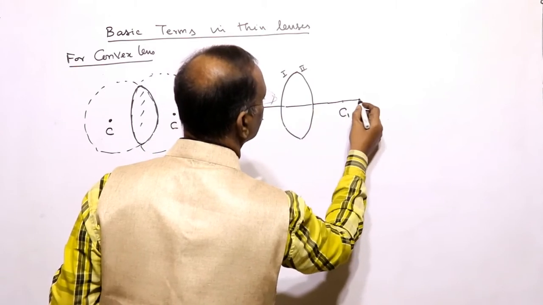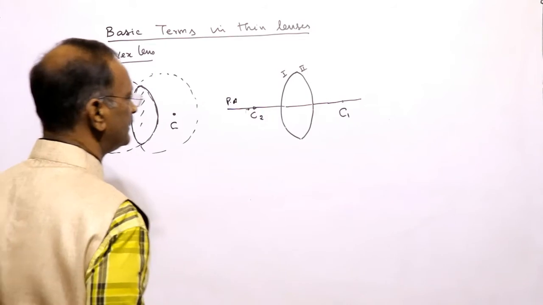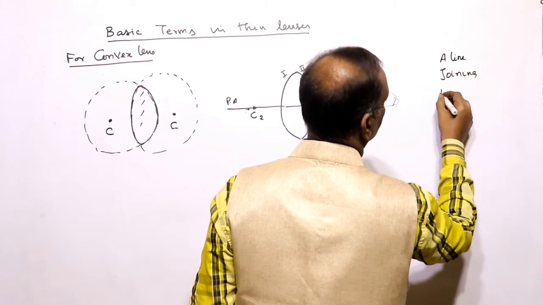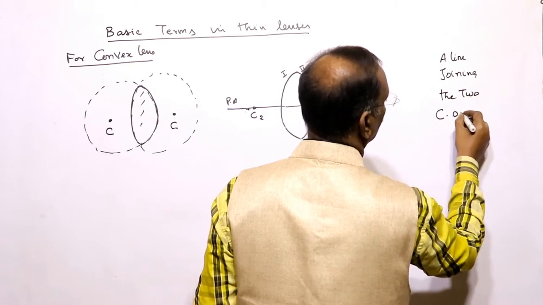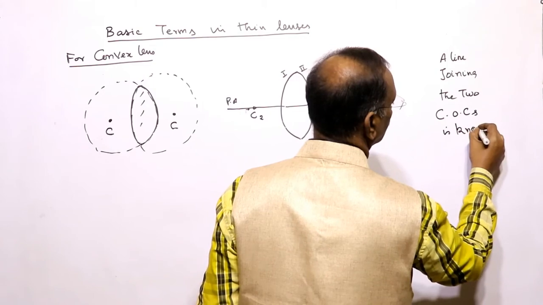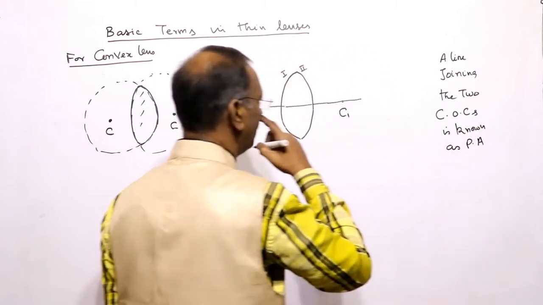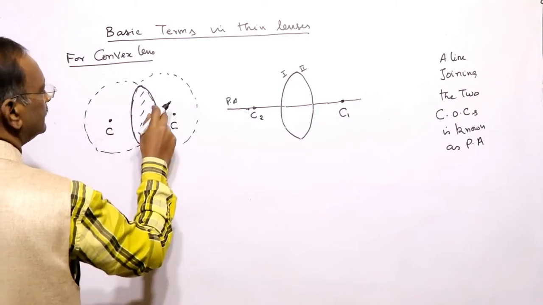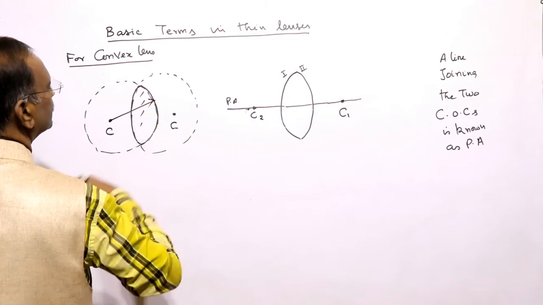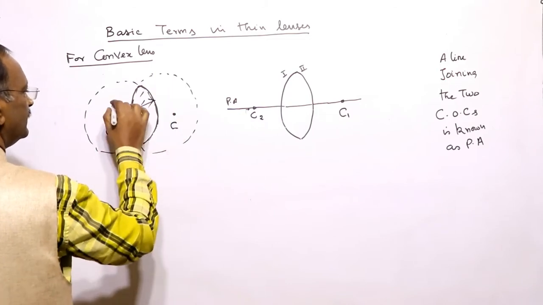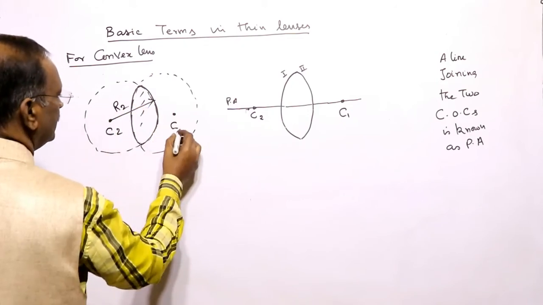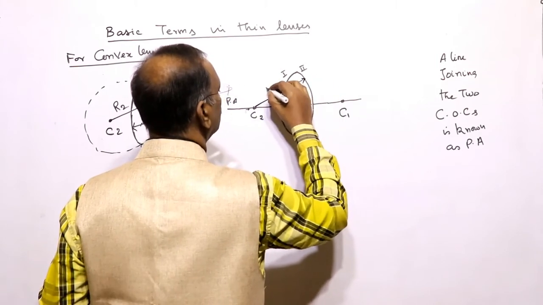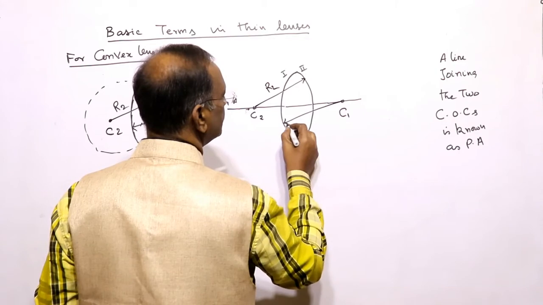Then a line joining the two centers of curvature is known as the principal axis. This is the principal axis, this is the center of curvature, and there is a radius: the distance between the center and the spherical surface is called the radius of curvature. Since it is for surface 2, we call it radius of curvature 2. And this is C1, this is R1, and this one is R2.